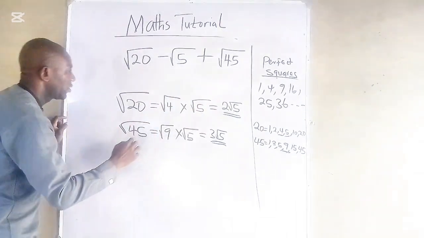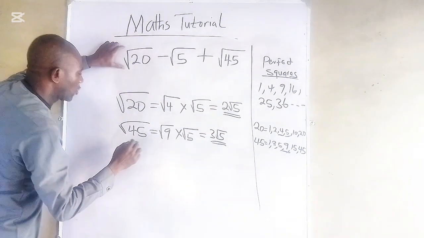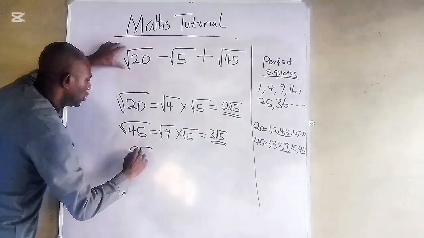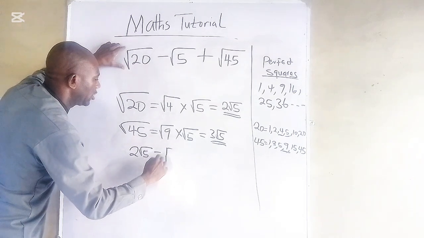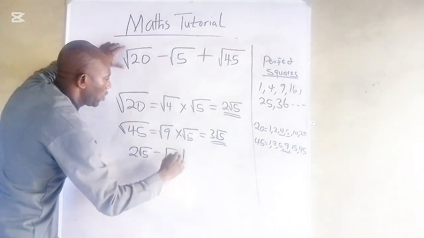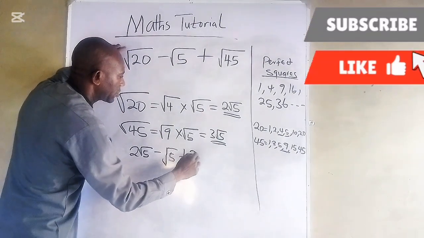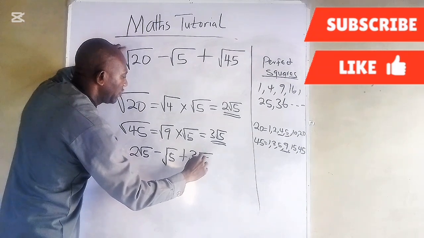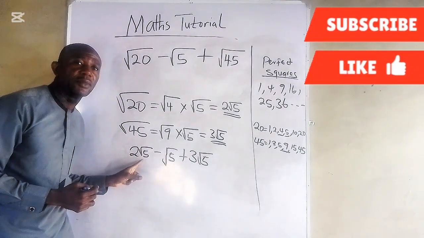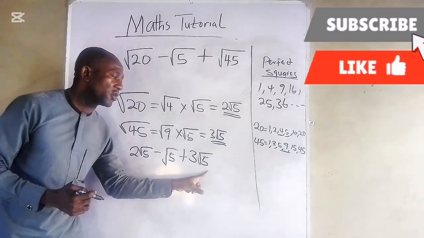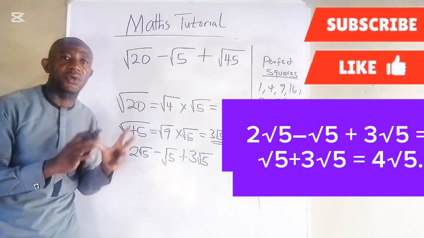So we now have this for 20, which is 2 surd 5 minus surd 5 plus 3 surd 5. Now we can simplify all of them because their surds are the same. Surd 5, surd 5, surd 5. We can simplify them because they are the same.